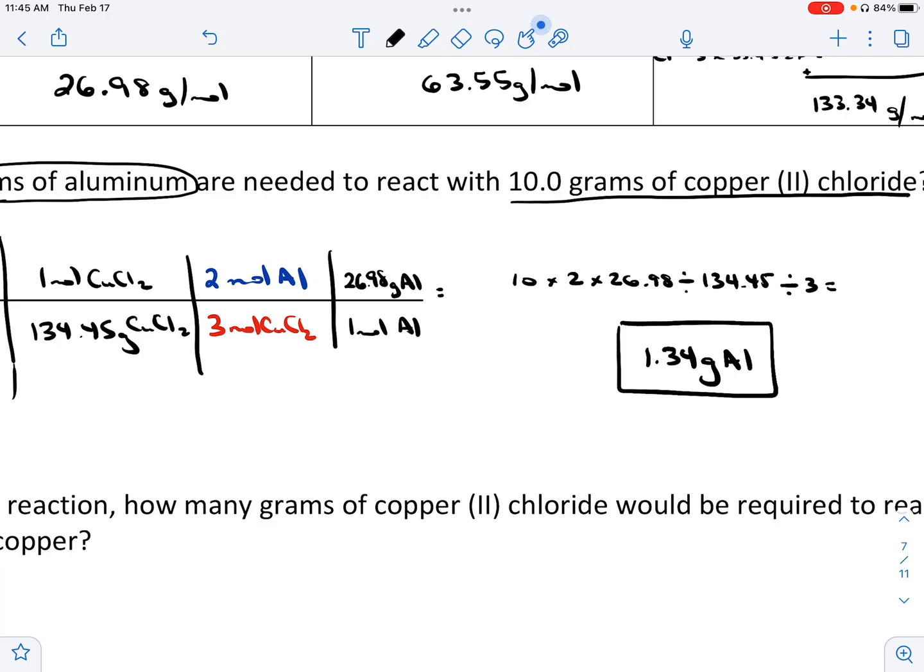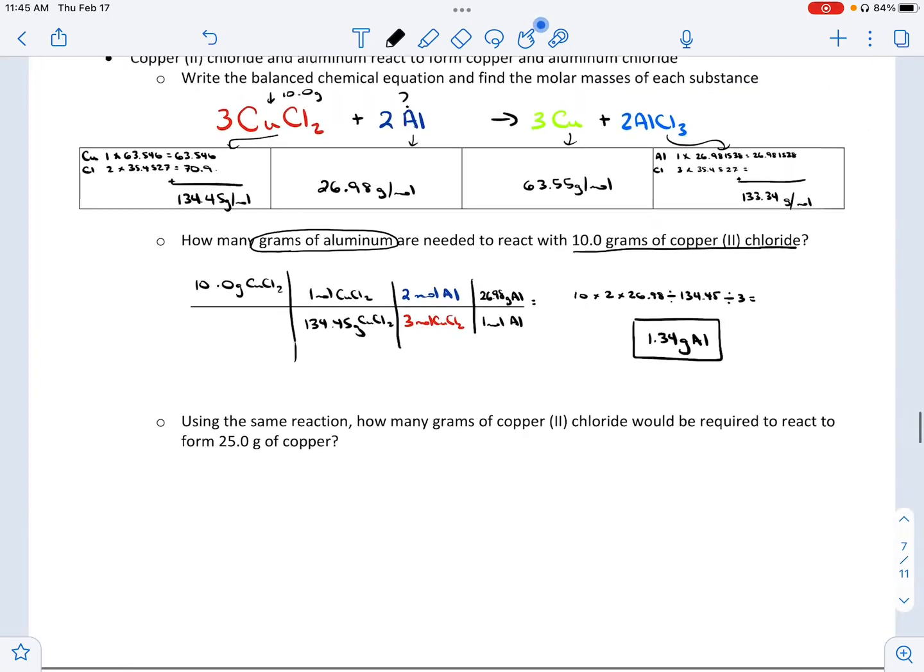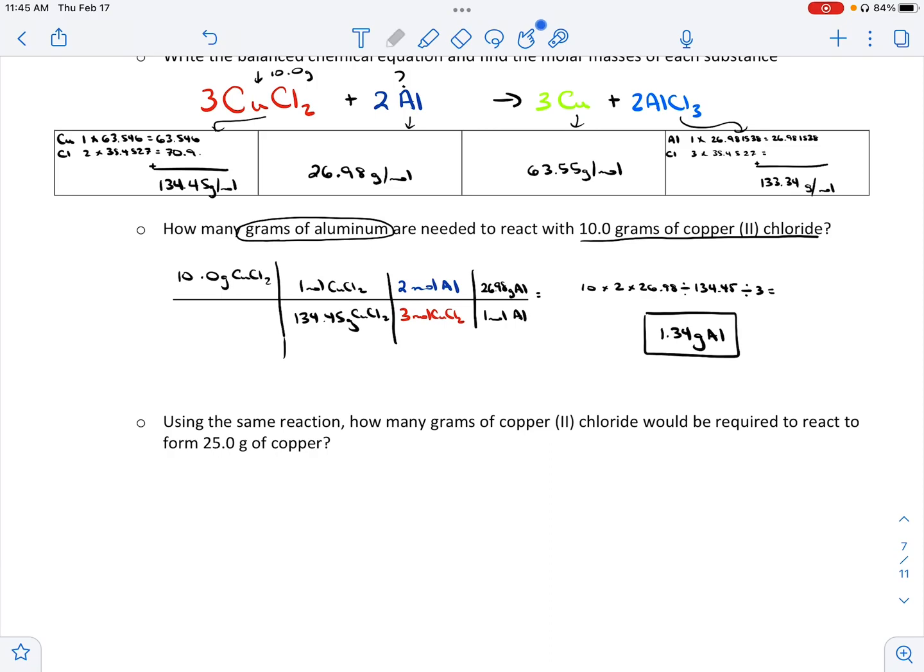Awesome. So let's see if we can do that next one. Now that we've had the work out of the way, let's go ahead and look at that next one. I'm going to do this next one in this dark forest green color, so we can see the difference. It says, using the same reaction, which we have above, how many grams of copper 2 chloride, CuCl2, would be required to react to form 25 grams of copper? So this time we have 25 grams of copper, and we're looking for copper chloride, so question mark. We can go from a product to reactant on this without very much trouble.